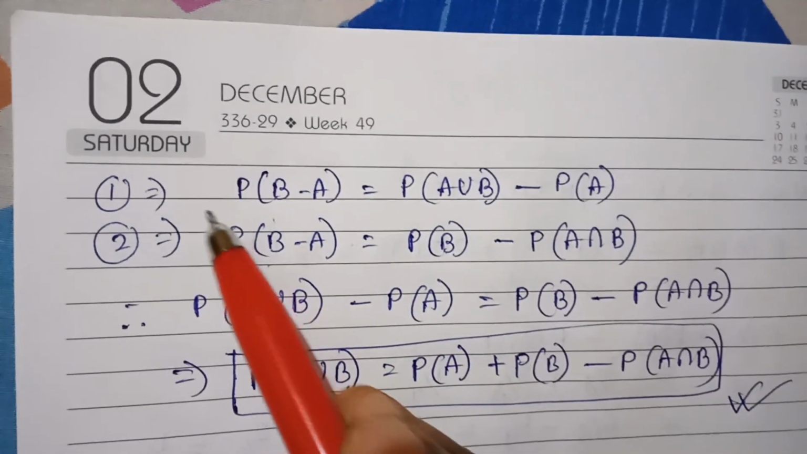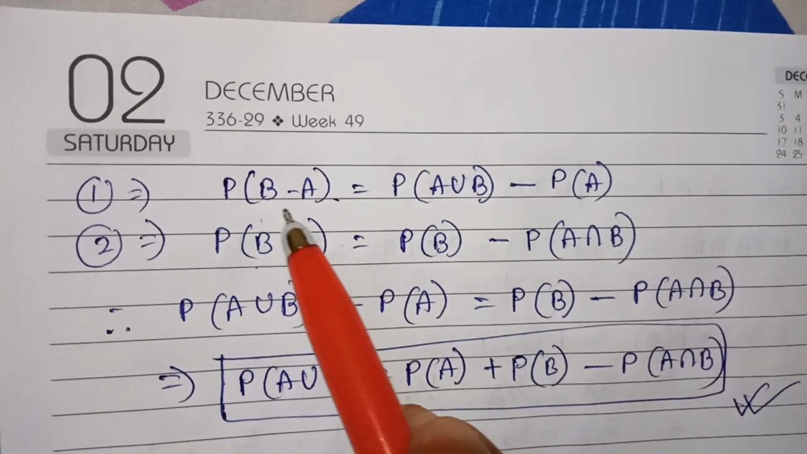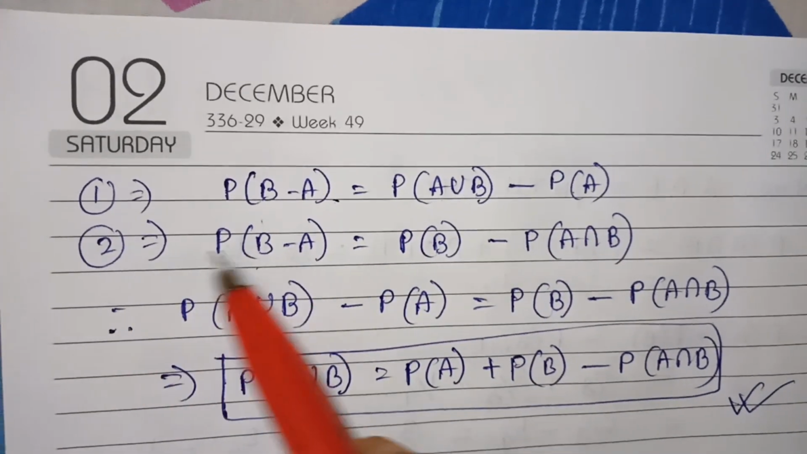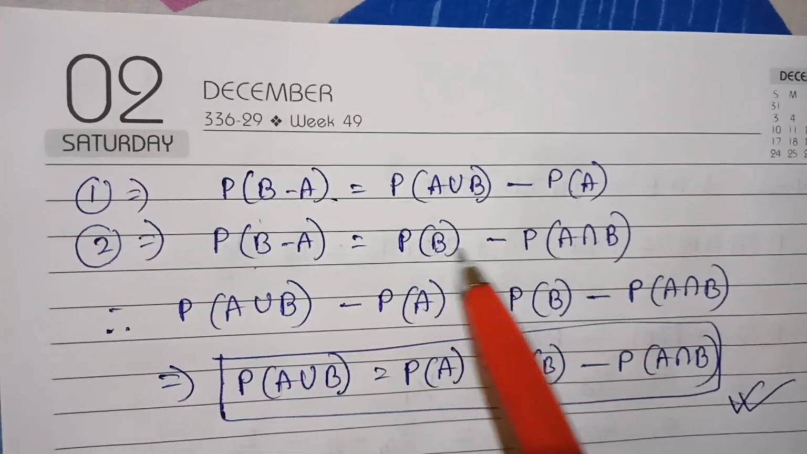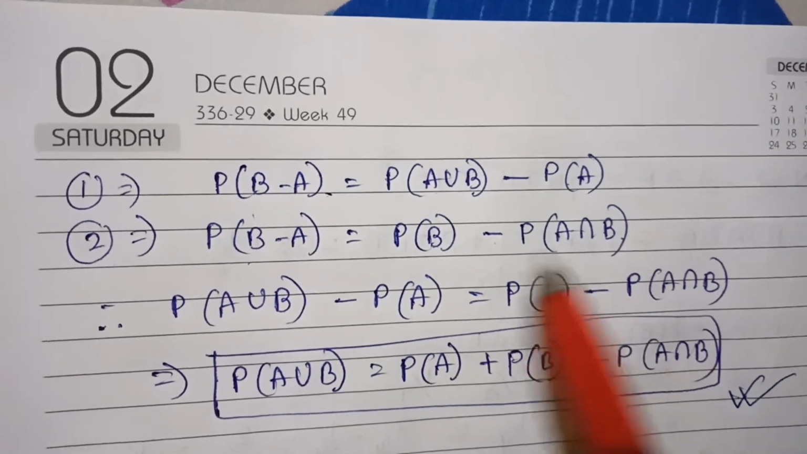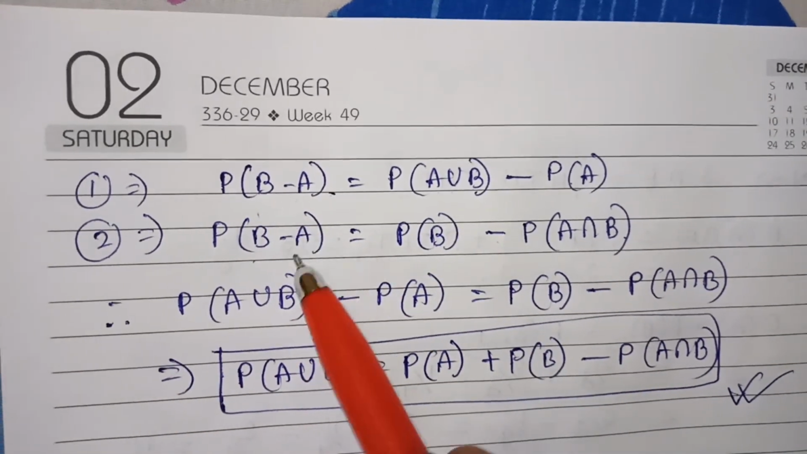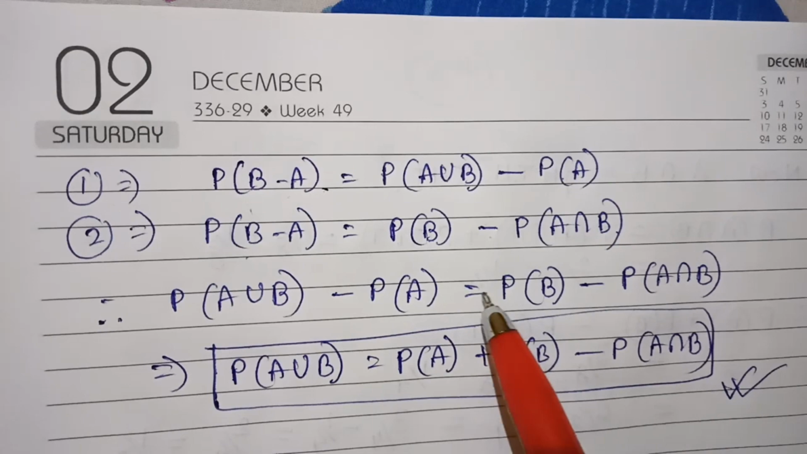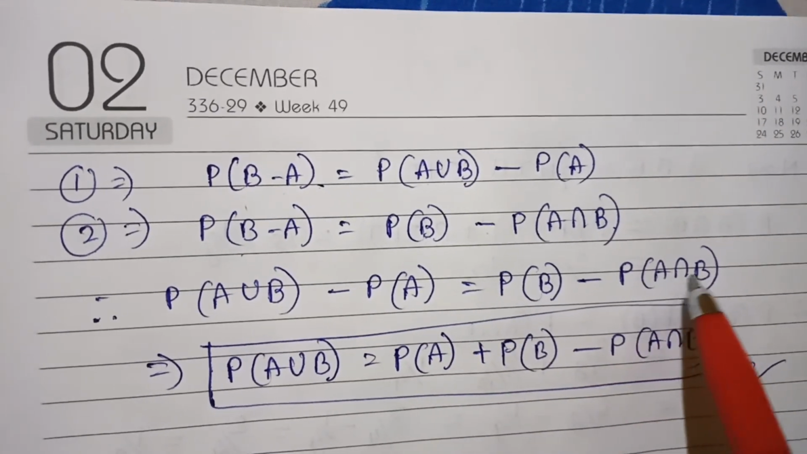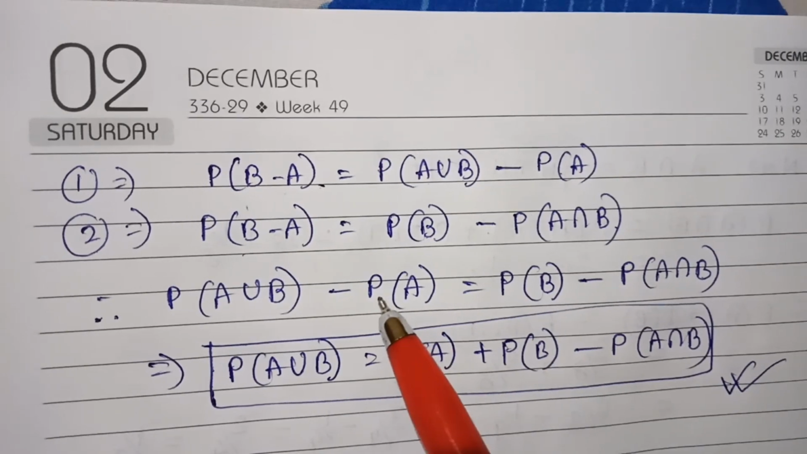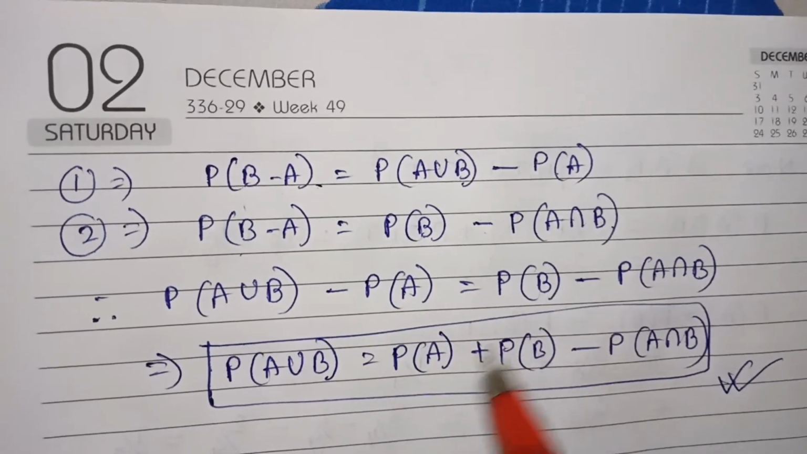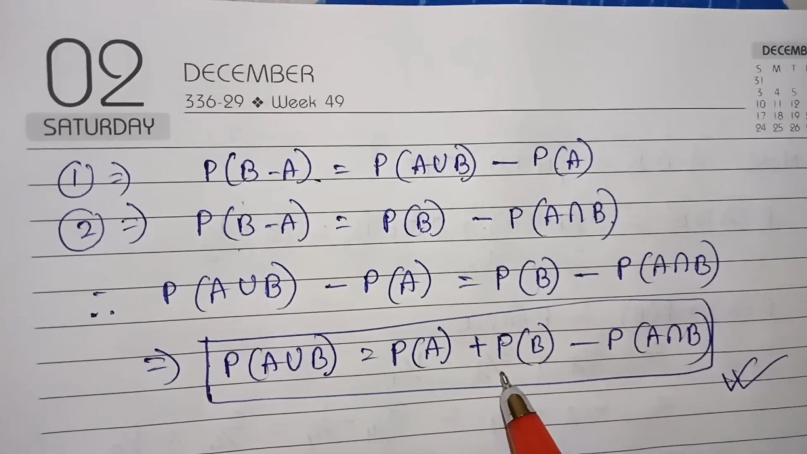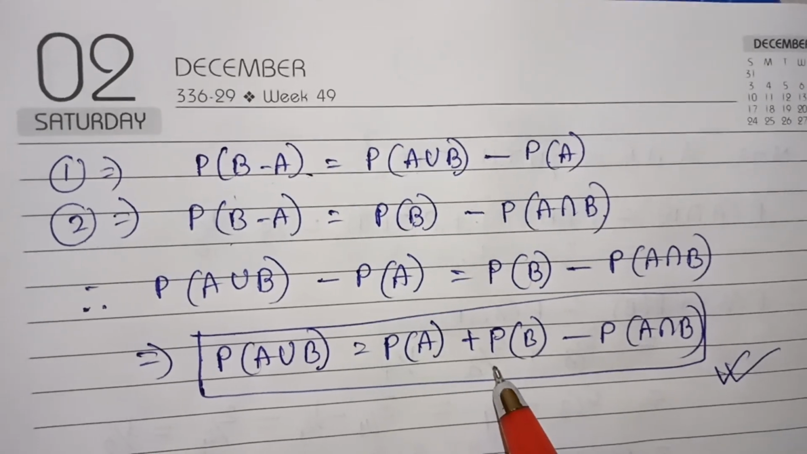Now look at this. From number 1 we can write P of B minus A equals to P of A union B minus P of A. From 2 we can write P of B minus A equals to P of B minus P of A intersection B. Therefore from these two we can equalize both right hand sides. So P of A union B minus P of A equals to P of B minus P of A intersection B. From this we can just take this P of A to the right hand side to get this result. Now look at this. This is our required result that we have just proved.